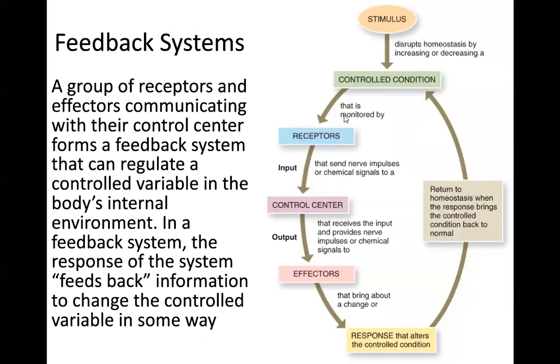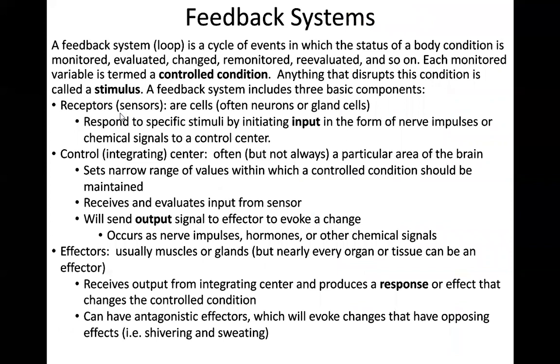We first have in our feedback loop receptors. Receptors, also known as sensors, are the things that detect that change. These are often neurons or gland cells, and they respond to that change by initiating what we call input. Input is the signal that then travels either as a nerve impulse or chemical signal to our second component, the control center or integrating center.